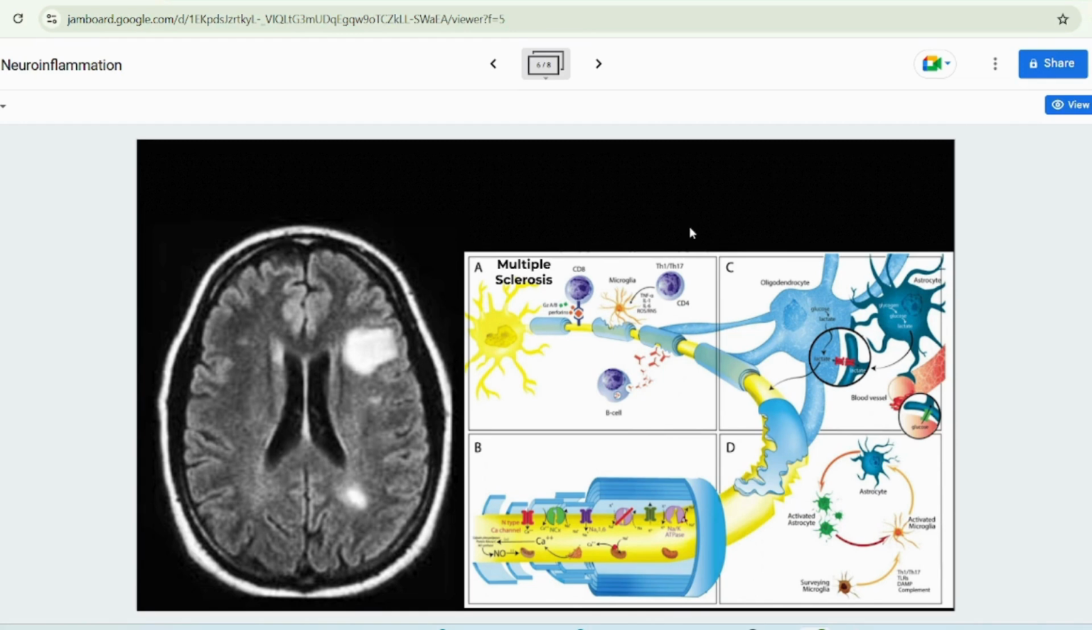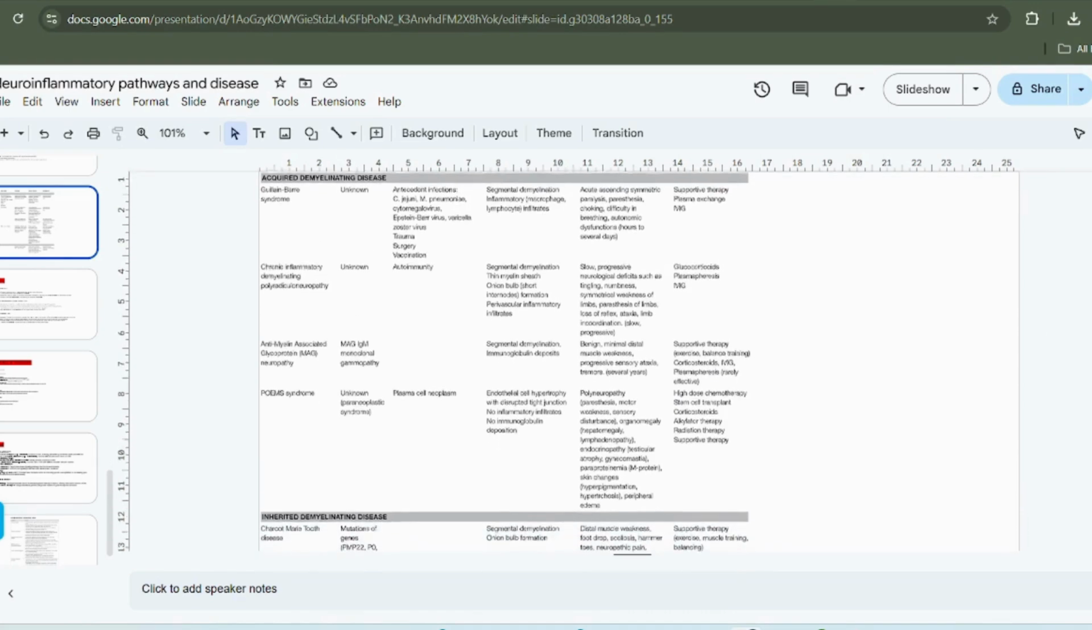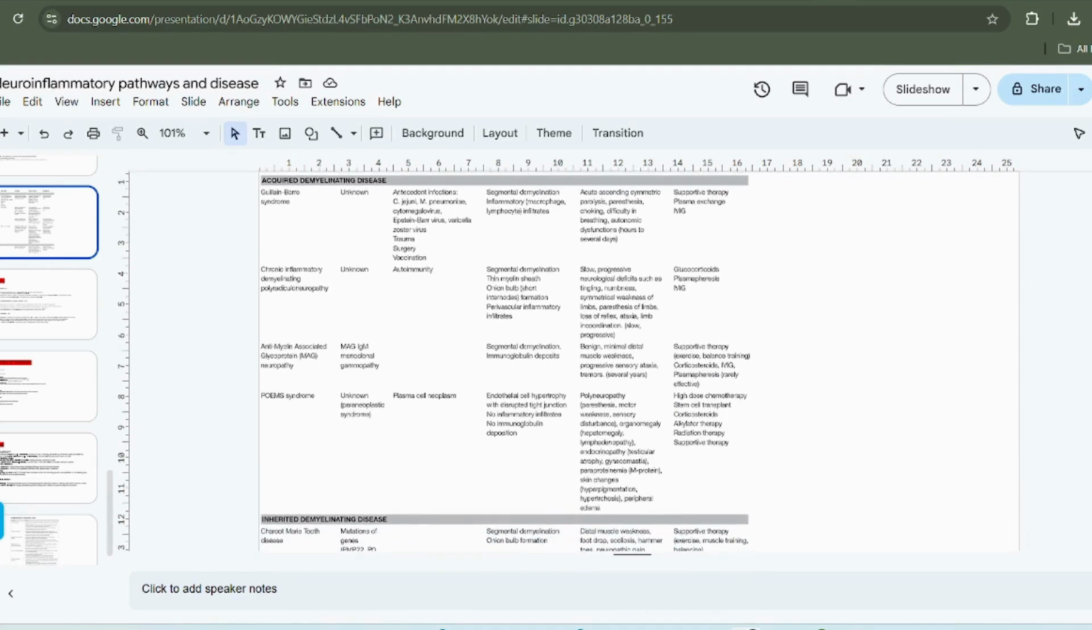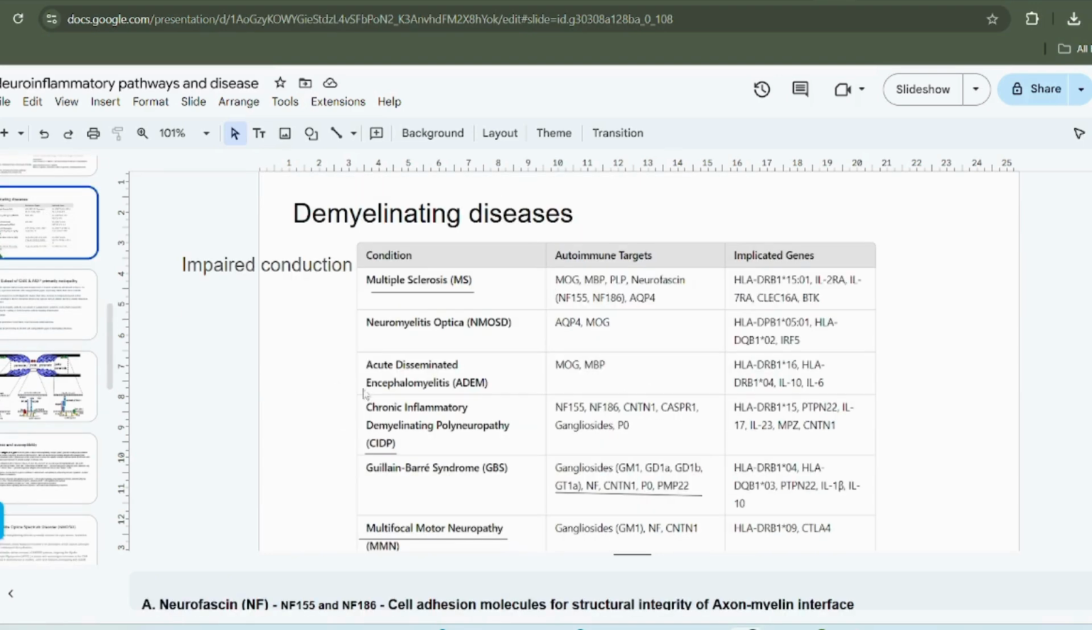Looking now at ADEM, which is a monophasic inflammatory demyelinating disease, often following an infection or vaccination. Direct infection of the central nervous system by a virus may activate a subset of T cells that were primed during an initial infection with the same organism. Myelin autoantigens may share antigenic determinants with an infecting pathogen through the process of molecular mimicry. Autoimmune targets are MOG and MBP in particular, contributing to the white matter damage from demyelination.